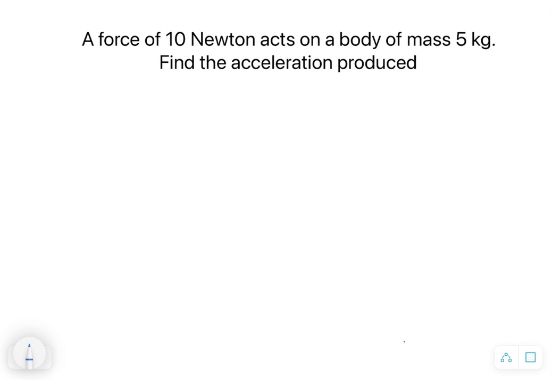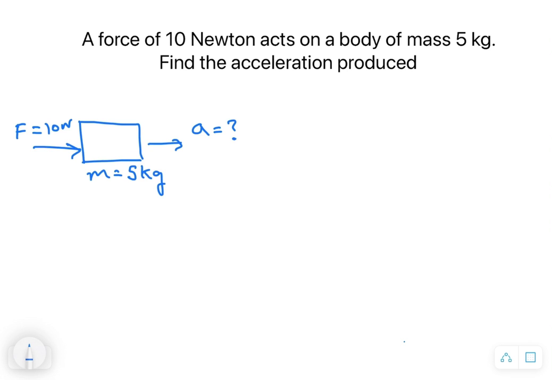A force of 10 Newton acts on a body of mass 5 kilograms. Find the acceleration produced. A force of 10 Newton is acting on this body, due to which some acceleration will be there. We need to calculate that value of acceleration.